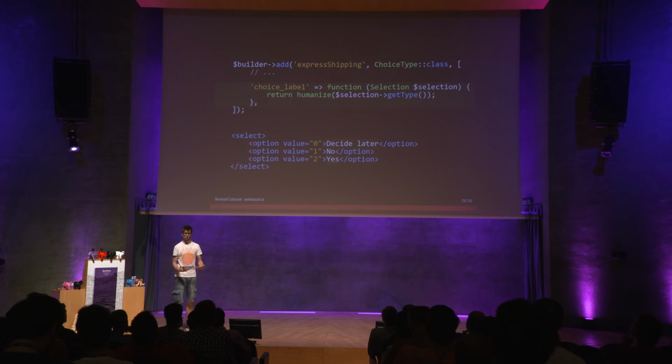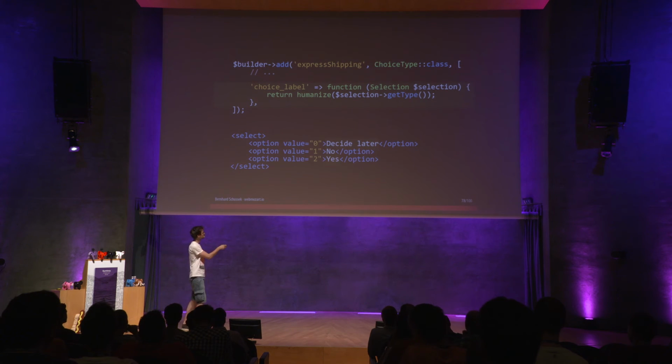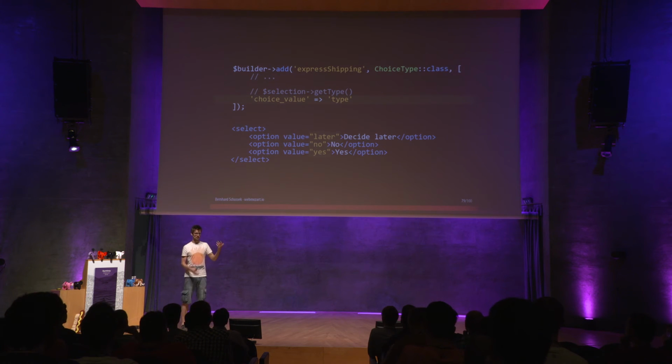If that logic gets a bit more complicated and you want to add data from different fields to that label, you can pass a closure. And that closure receives the choice and returns the label for that choice. So here we could humanize, for example, the type of the selection and render that. And all these things, like passing property paths and passing closures, are supported in different options of choice type.